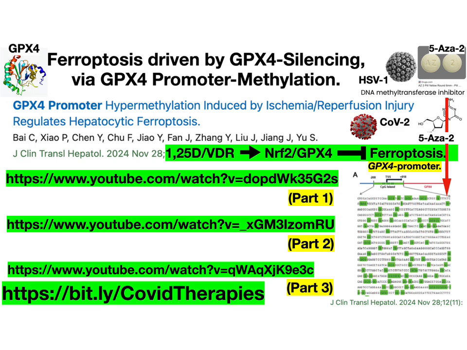You'll also find PDF slide summaries of recent YouTubes on this channel, for instance, a series on ferroptosis being driven by gene silencing. And in the YouTubes highlighted here as parts 1 through 3, we are discussing a key paper published in 2024, ferroptosis driven by GPX4 silencing via GPX4 promoter methylation. This involves hypermethylation of the GPX4 promoter, which is being induced by ischemic reperfusion injury in the liver. But this same mechanism is likely to occur elsewhere within the body.